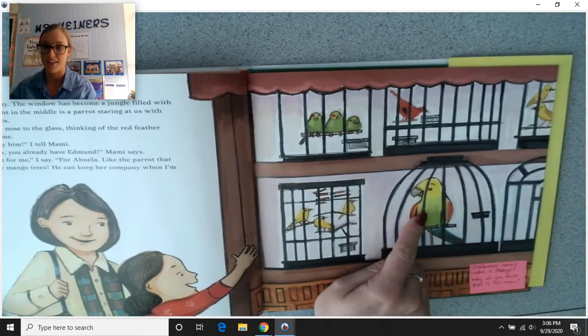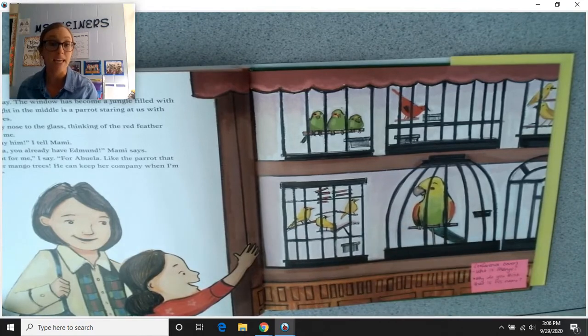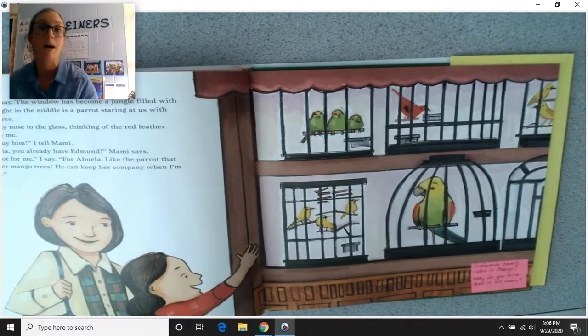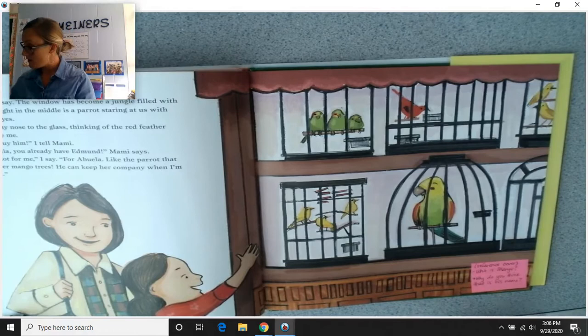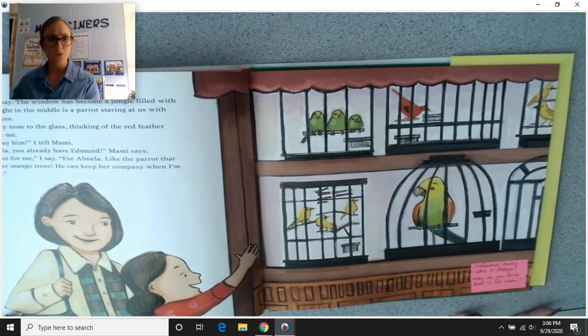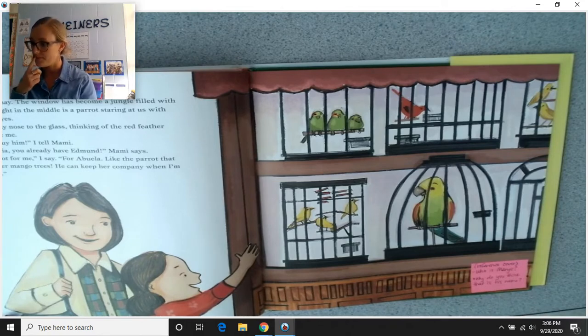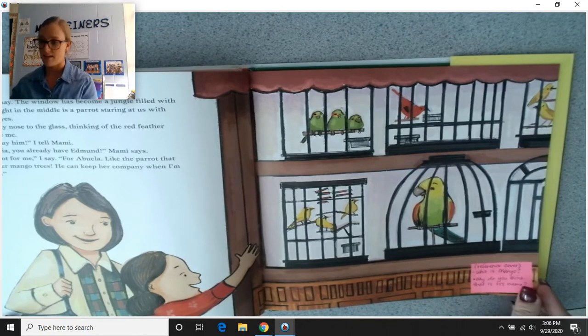All right, so we've got this parrot that Mia is just begging her mother to buy for her Abuela. So, who do you think Mango is? Why do you think that might be his name?